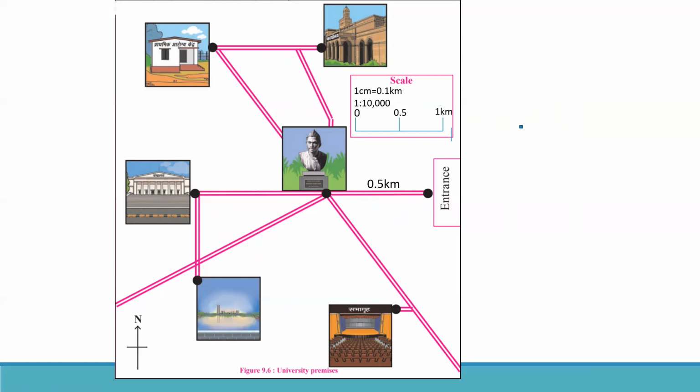What did we learn? First is the verbal scale, because the words are used. Second is a numerical scale where you have a ratio 1 is to 10,000. That is the numerical scale. And the third is the graphical. Begin from 0, 0.5 and 1 kilometer. This is a way to represent the graphical scale. So all the three scales are mentioned.